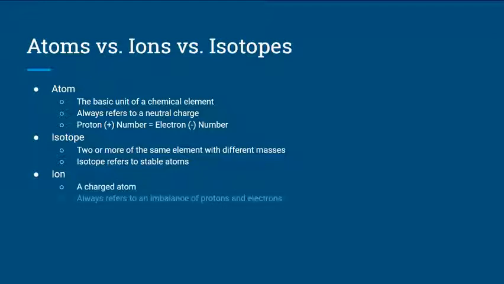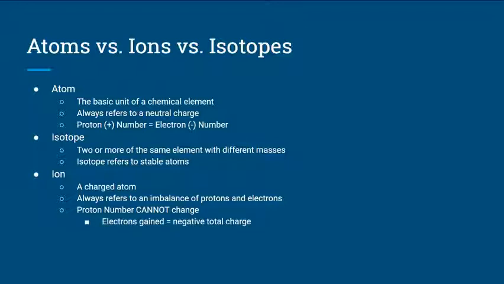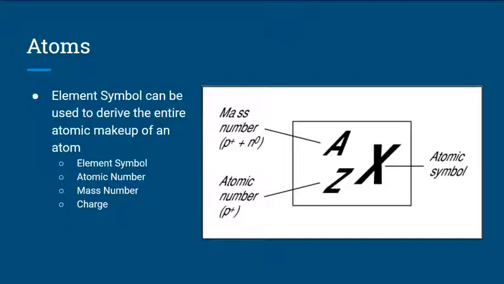And then an ion is what we use to refer to a charged atom, and that indicates that there's an imbalance of positive protons and negative electrons. Remember, the proton number can't change. If we change the number of protons, we change the element. So really what we're looking at is electrons going into the atom to give it more negative than positive pieces, to give a negative total charge, or electrons leaving the atom so that the number of positive protons is now larger and then giving it a positive overall total charge.